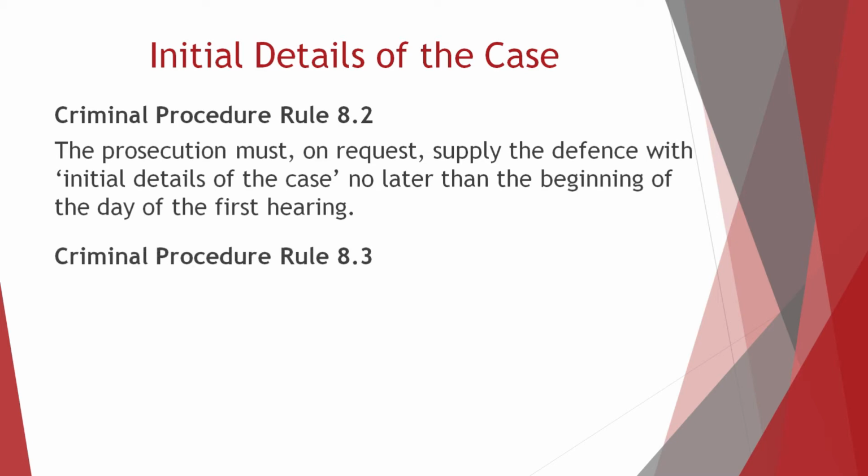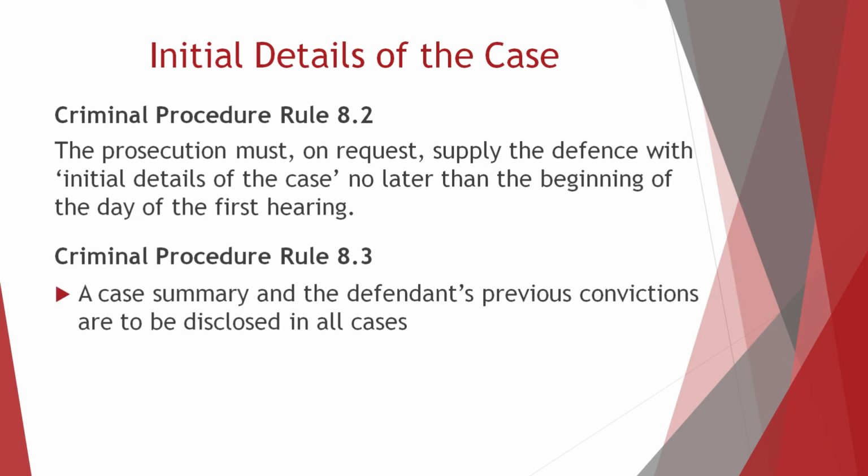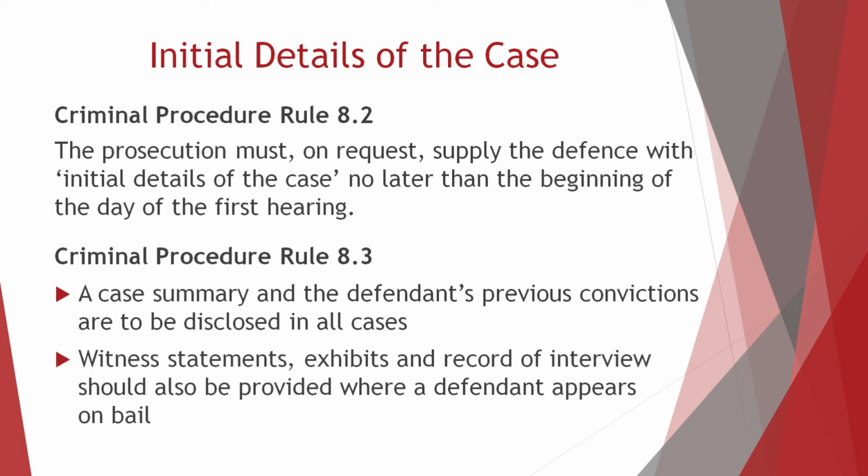Criminal Procedure Rule 8.3 differentiates between cases where the defendant appears on bail or in custody, and the material which the prosecution are obliged to disclose as initial details of the case. A case summary and the defendant's previous convictions are to be disclosed in all cases. Witness statements, exhibits, and record of interview should also be provided where a defendant appears on bail. The prosecution will generally have more time to prepare the initial details of the case when a defendant is on bail, and that is why more material is required of them.